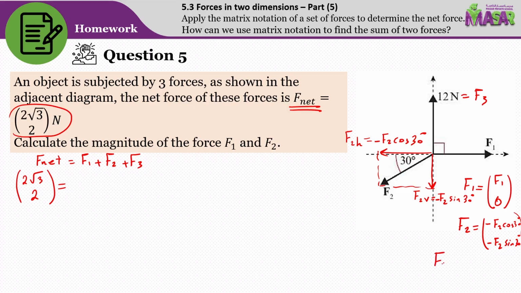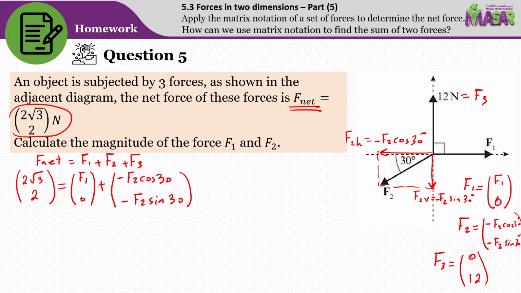Now, the last force is F3. Now, F3 is acting along the vertical. There is no horizontal component, which means we're going to write it as 0. And since it's acting upward, we're going to write 12 for the vertical component. Let's replace F1, F2, F3 with the corresponding matrix notations. F1, 0 plus minus F2 cosine 30, minus F2 sine 30, plus 0, 12.